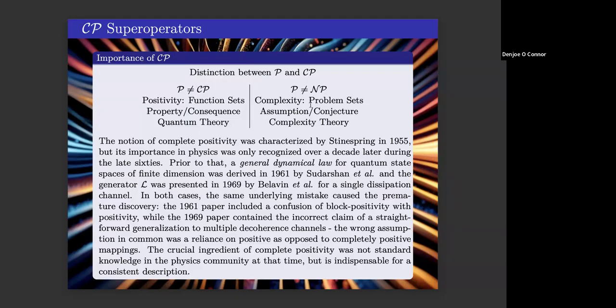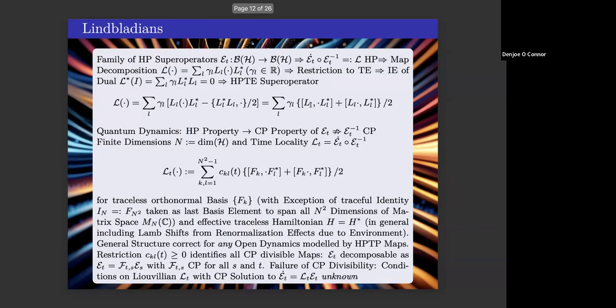But people didn't know, so they did all kinds of stuff, already in '61 by Sudarshan, '69, and so on. But they all had mistakes in them. So they found the right equation for the generator. It's the same equation that we use today for Lindblad equations, but with the wrong assumptions. They confused positivity with block positivity and so on. So it's very interesting, the whole history.